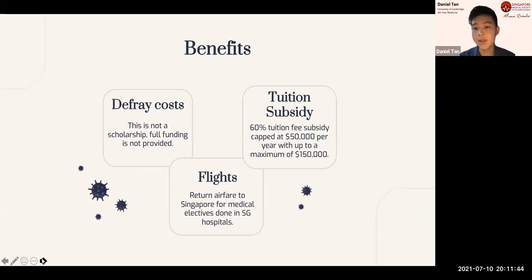The most important obviously is the tuition subsidy, where you can get a 60% tuition fee subsidy capped at 50,000 per year, up to a maximum of 150,000. So the subsidy just depends on the amount that you have to pay. It's not necessarily that you get 50,000 or a max of 150,000. It's just a subsidy, so it helps to reduce the cost of your school fees.